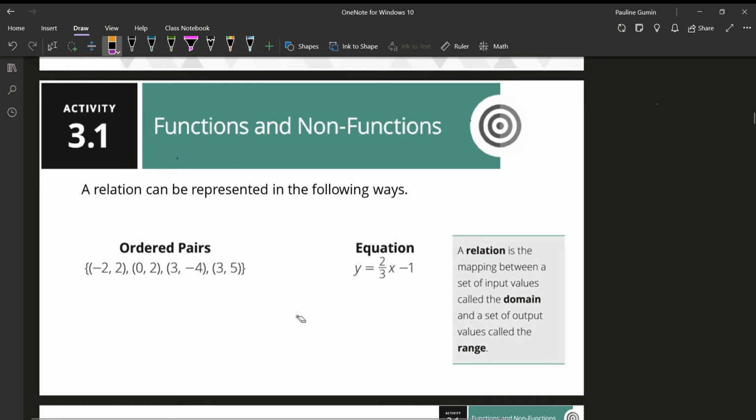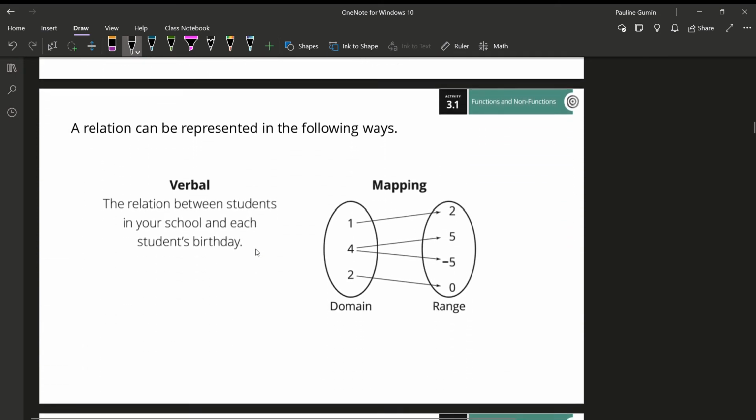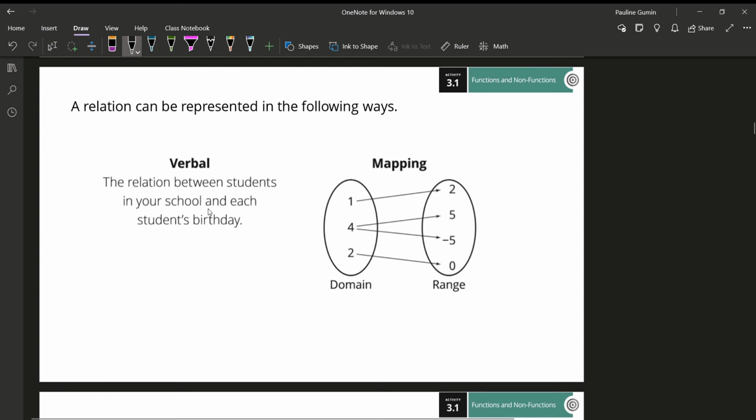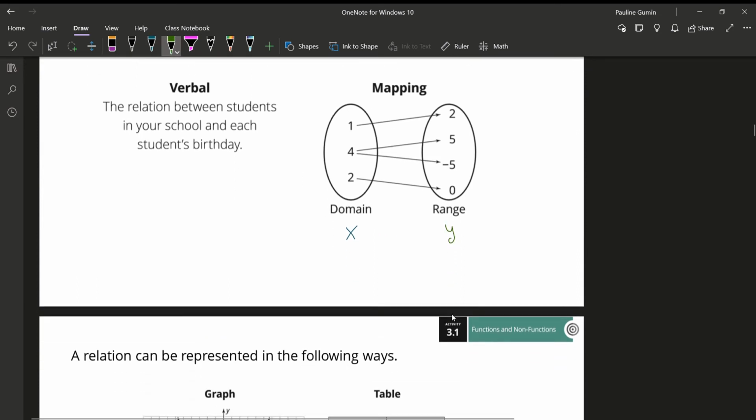First, let's take a look at the different ways we can represent relations. One way, of course, is ordered pairs. Ordered pairs always come in an X, Y order. And of course, we have equations. You've seen those pretty often. We also have verbal relations, so something that would be a word problem. And we also have this thing called a map. Domain and range refer to the x's, or your independent variables, and y's, your dependent variables.